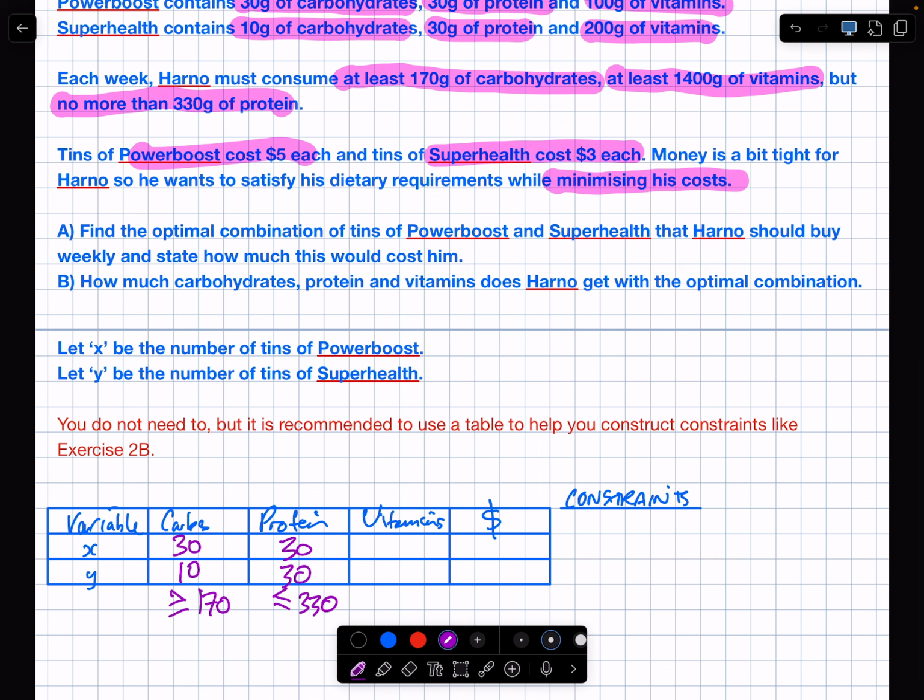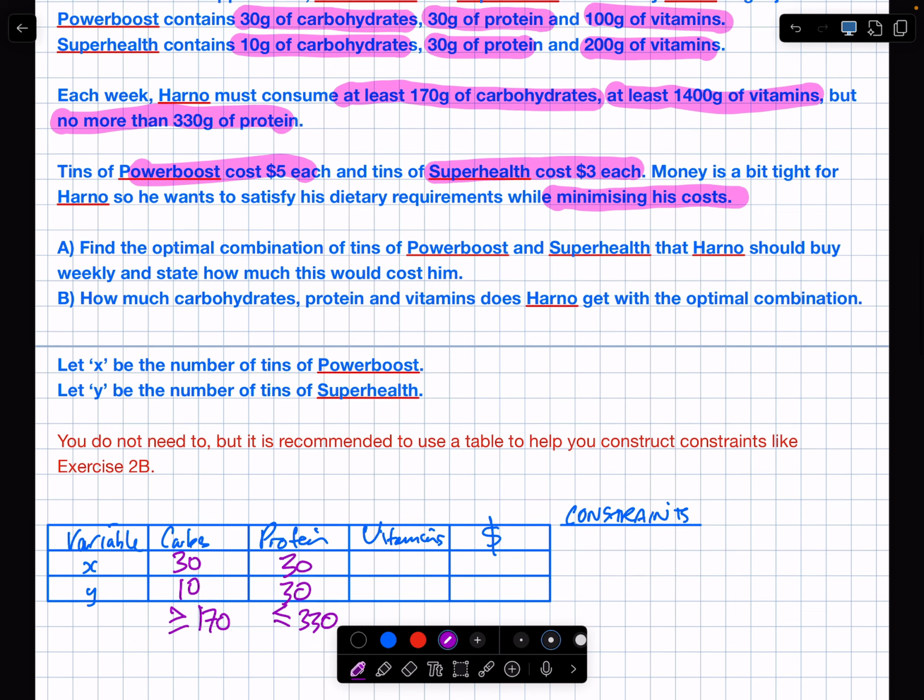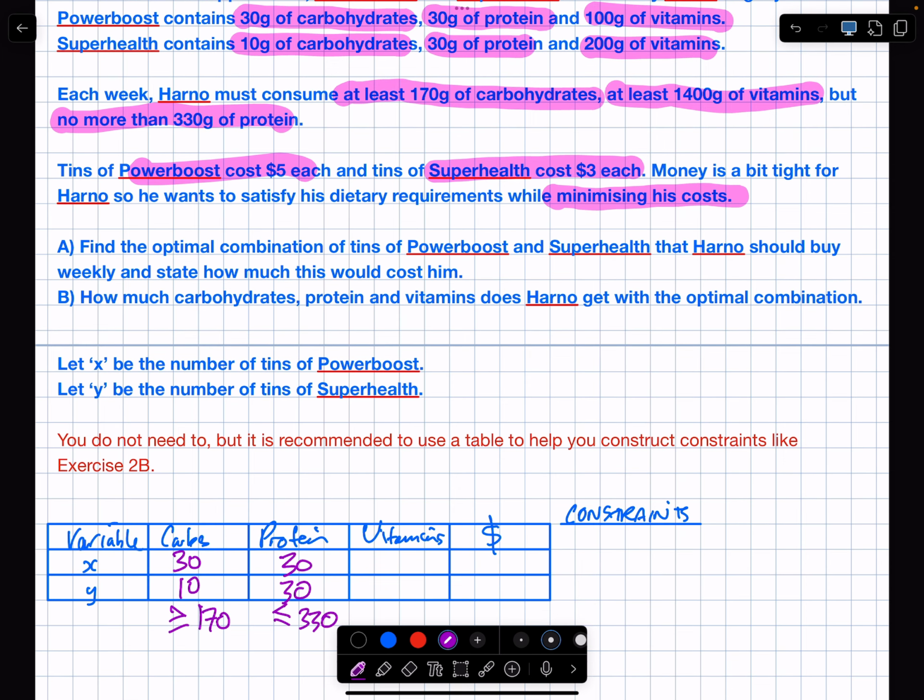All right? And vitamins, 100 grams, 200. What do we got here? What direction is the inequality for vitamins? At least 1400 grams. So greater than or equal to or less than or equal to?